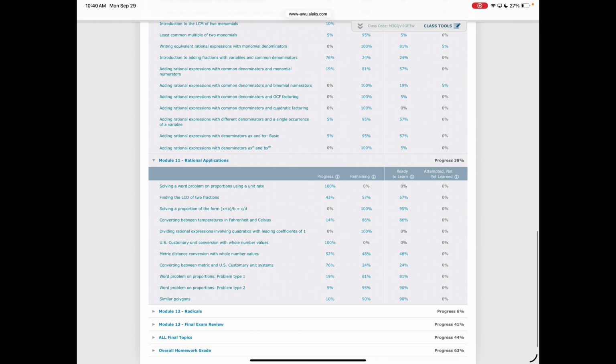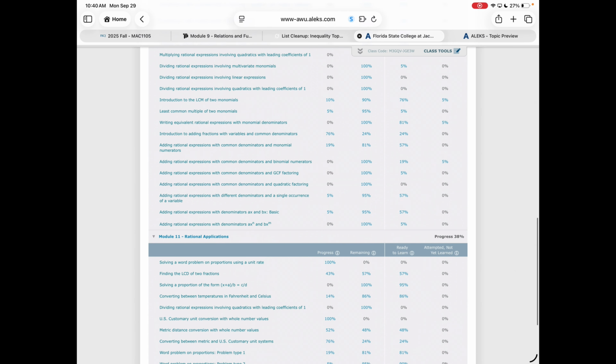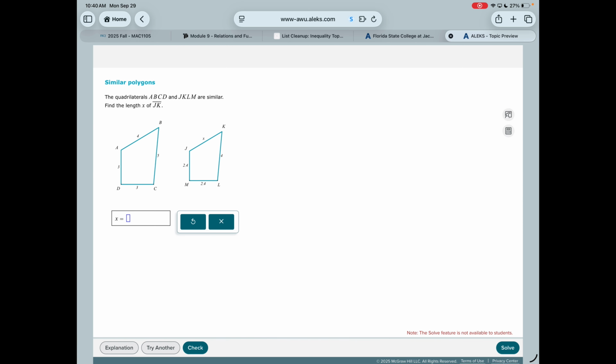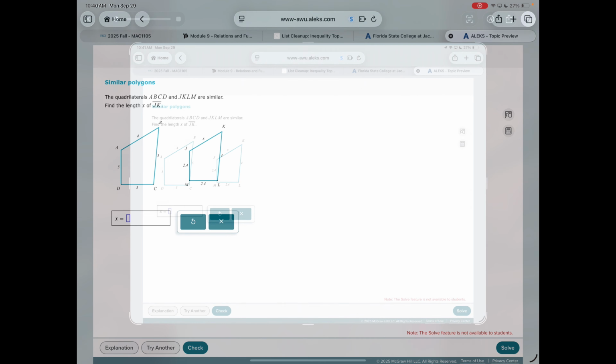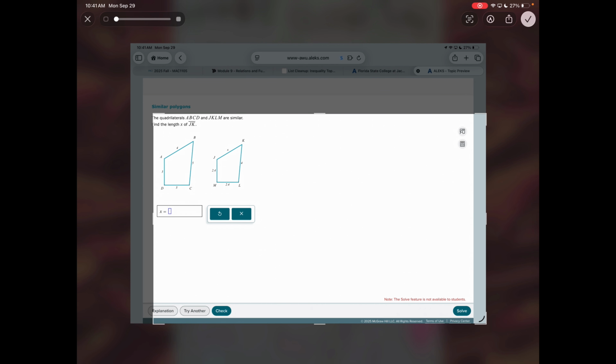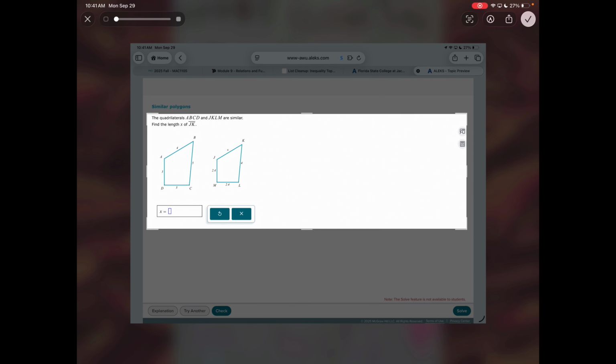All right, similar polygons. This one does give some people trouble, but I will try to make it as easy as possible for you. Okay, similar polygons. What you have to do is match the sides up.